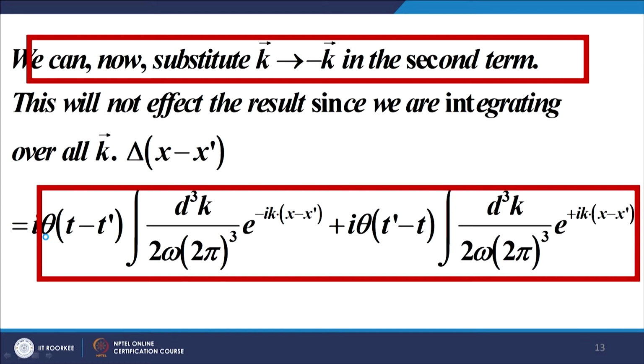as shown in the red box, or the right hand side term of the red box at the bottom of your slide. So, one is having minus i k x minus x dash, and the second is having plus i k x minus x dash.